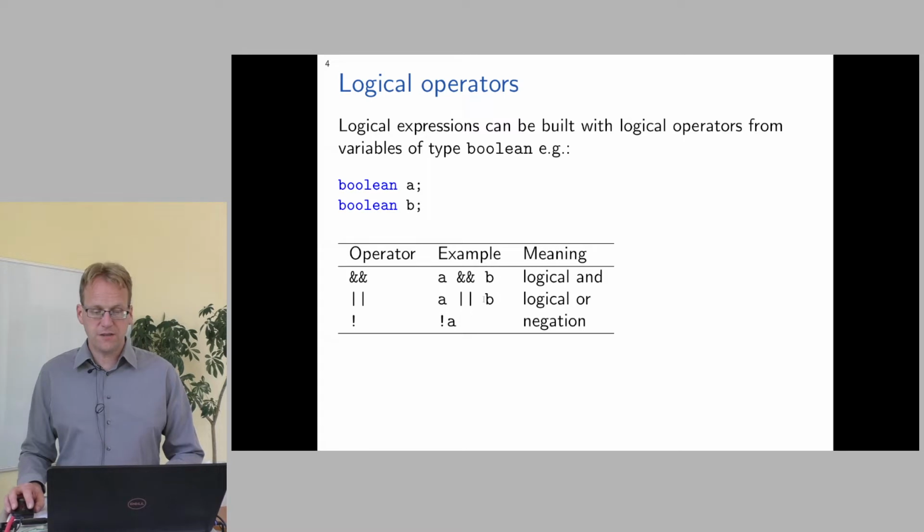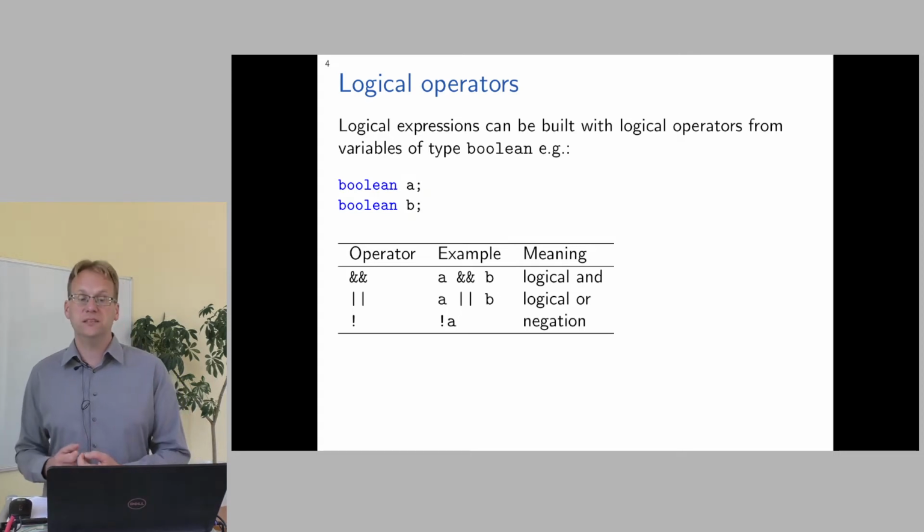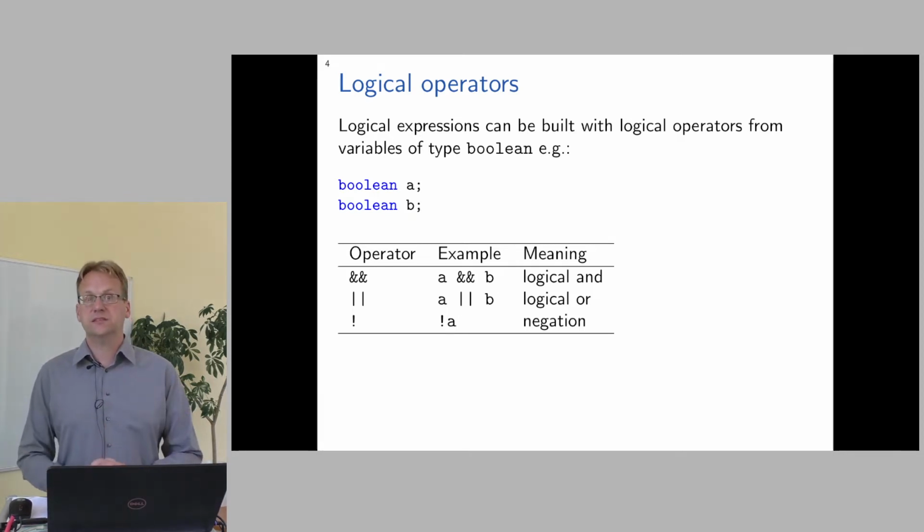We also have the logical OR. Here, if either a or b is true, or both, then the whole expression evaluates to true. And finally, the negation, that is of course turning true into false and false into true. So if we have the current value in a equal to true, then not a will be false.